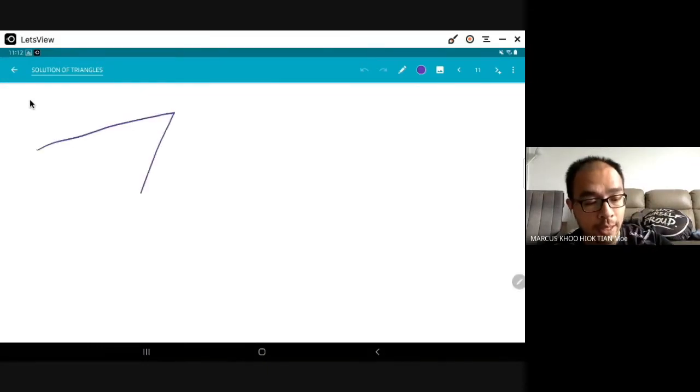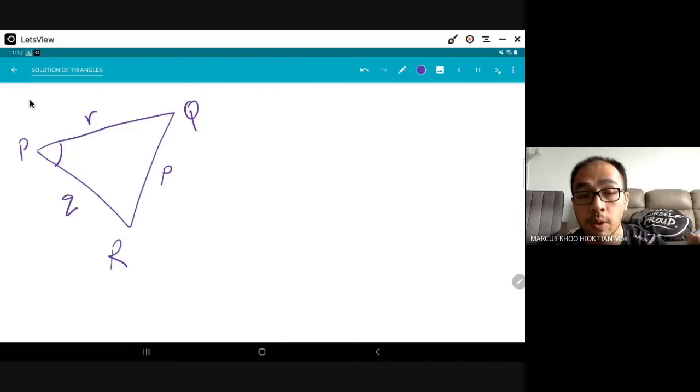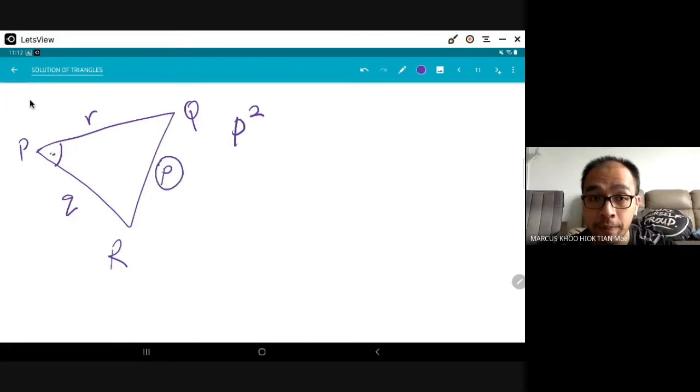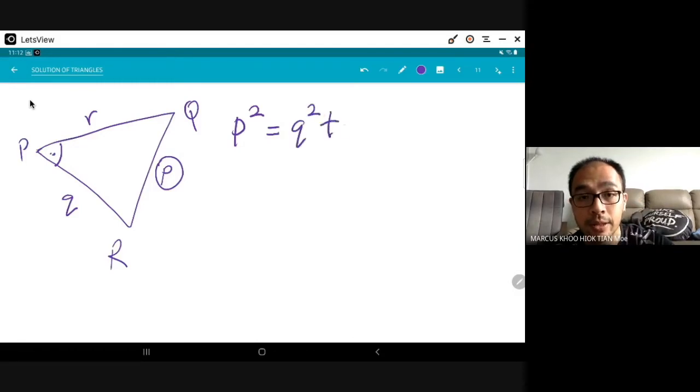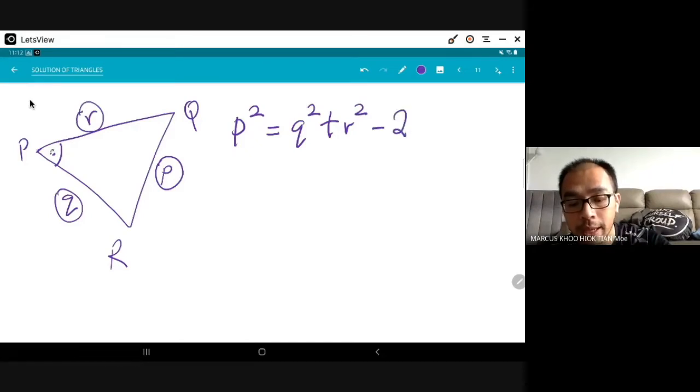So for example, I give you this one. Let's say this is PQR. So we know that this is small p, this is small q, and this is small r. So this is angle P. The cosine rule tells us we can find the value of p squared, which is opposite to the angle that is given, equals q squared plus r squared, this one and this one, and then the angle is angle P, minus 2 times q times r cos P.